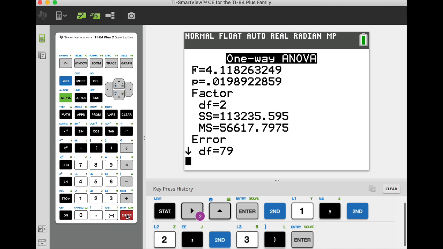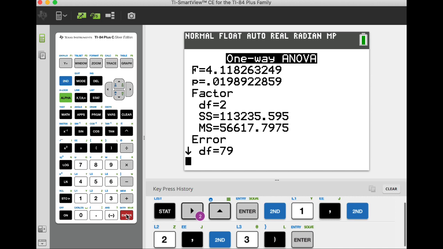So I'm just going back to the workbook, and for number 7, I'm saying for our calculator, we got SS1, that's the first SS that we can see in our screen, is 113,235.595.